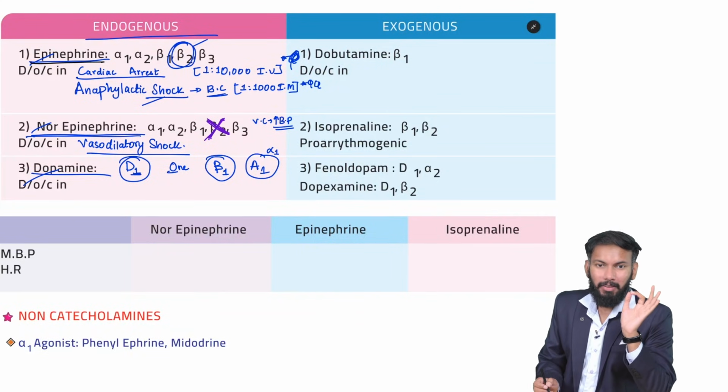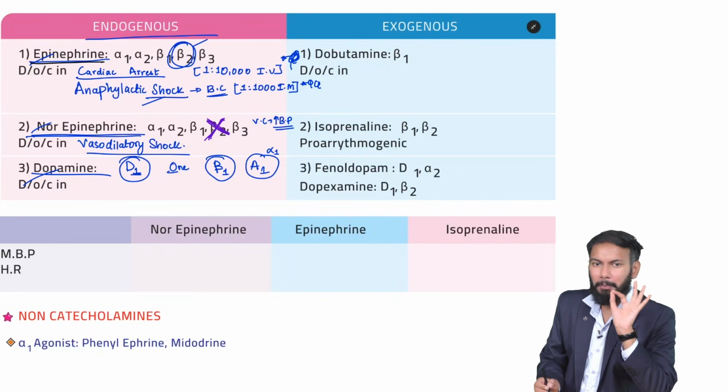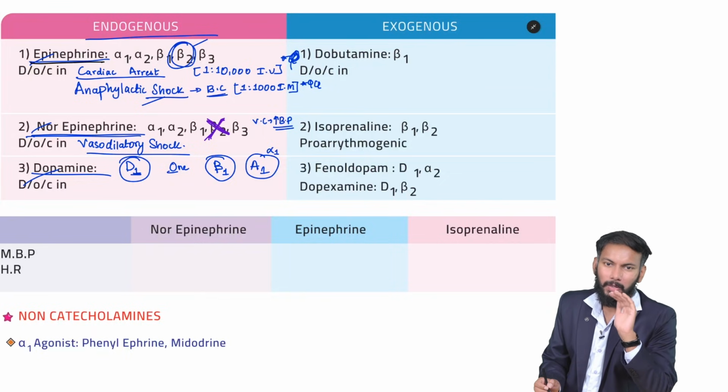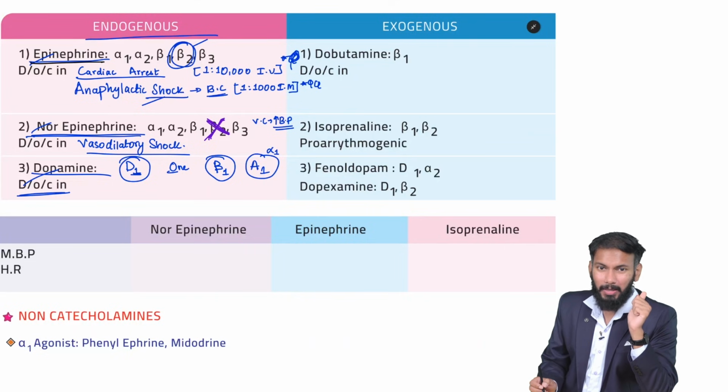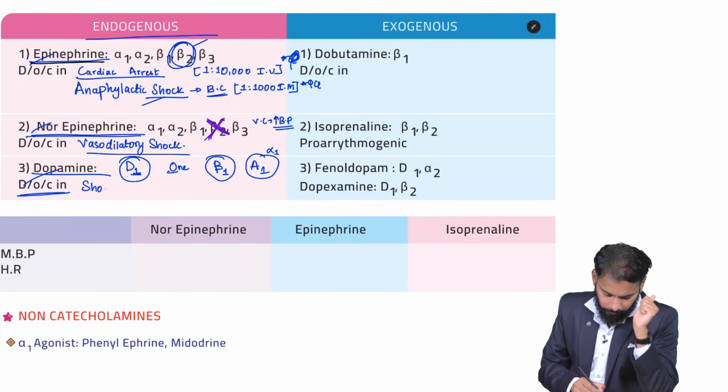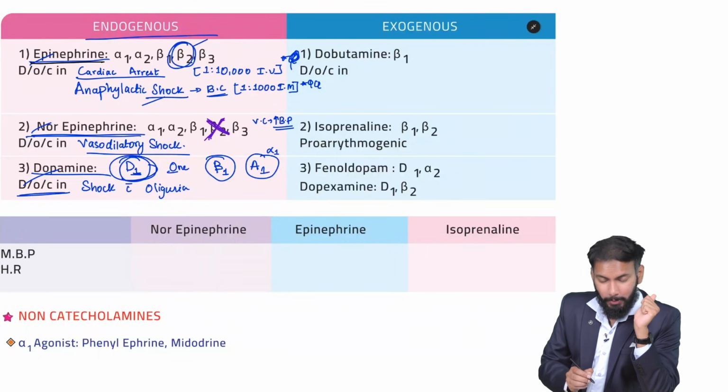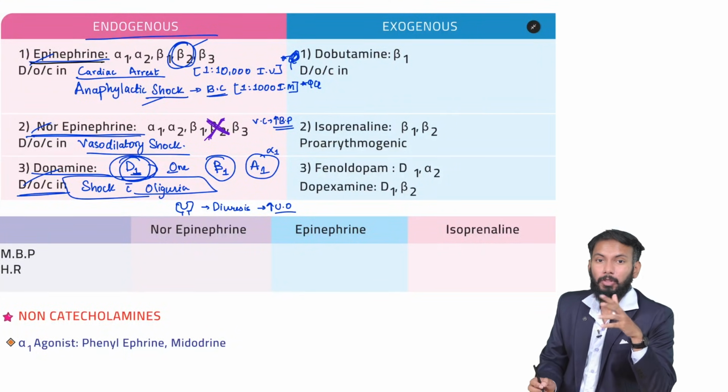It is usually given in micrograms per kilogram per minute. But these doses are not important at your level. Now, this can be used in a patient who is having shock with oliguria. Why? D1 receptor is present on the kidney, and D1, D for diuresis, it will cause diuresis. Diuresis means increased urine output. So it can be used in shock with oliguria, dopamine.